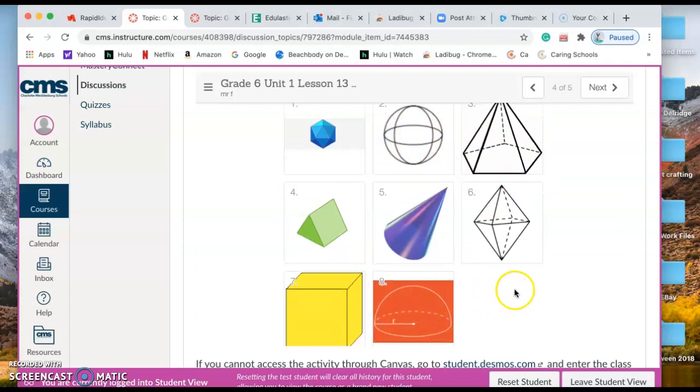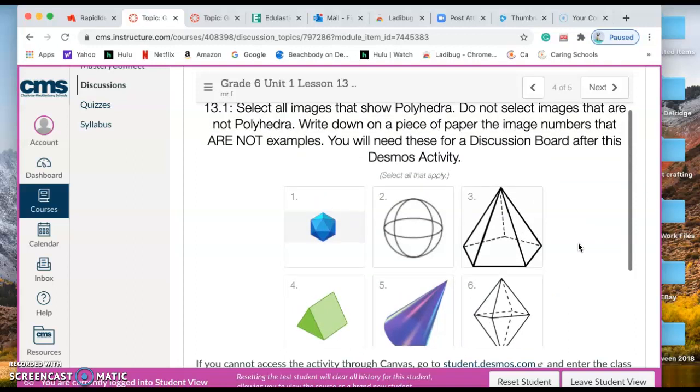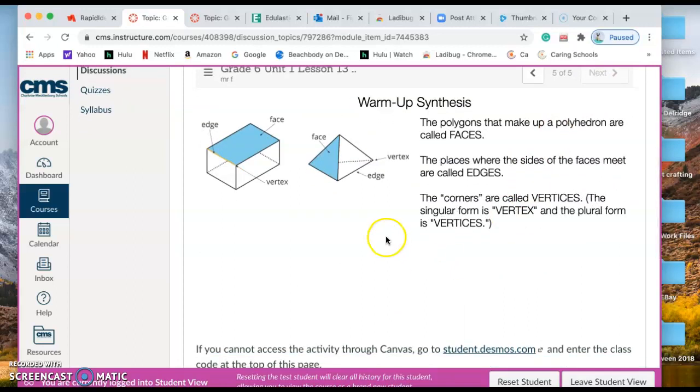Are they enclosed? Is it all flat sides on the outside? Would that make a polyhedron? So we're kind of identifying shapes at this time. That's why I had you guys do this today on your own. Here's a warm-up synthesis. Please make sure you understand these 3 terms because we're going to use these.